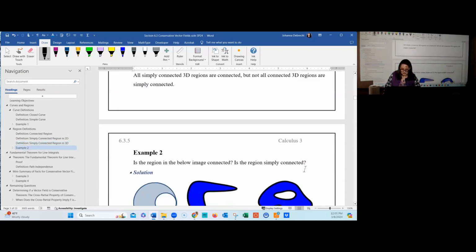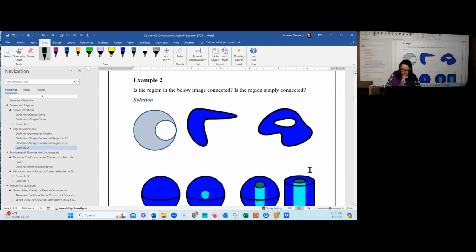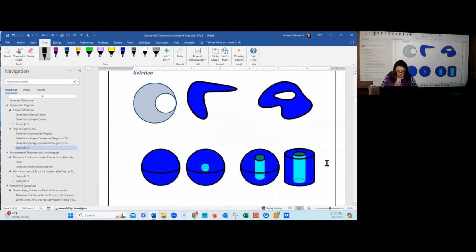Again, all simply connected regions are connected, but not all connected regions are simply connected. Let's take a look at more regions. We have both two-dimensional and three-dimensional regions. We want to determine, are they connected and are they simply connected? Let's take a look at the first one that we see here.